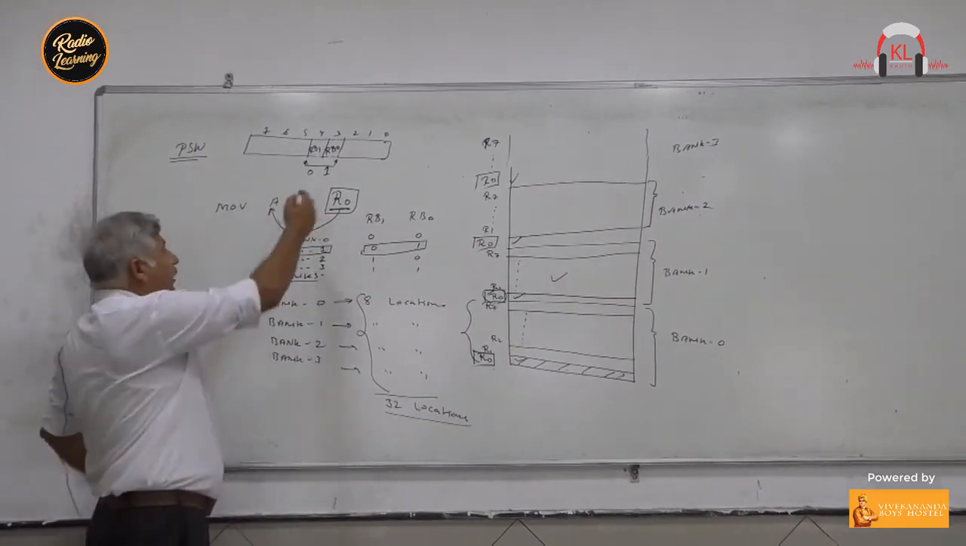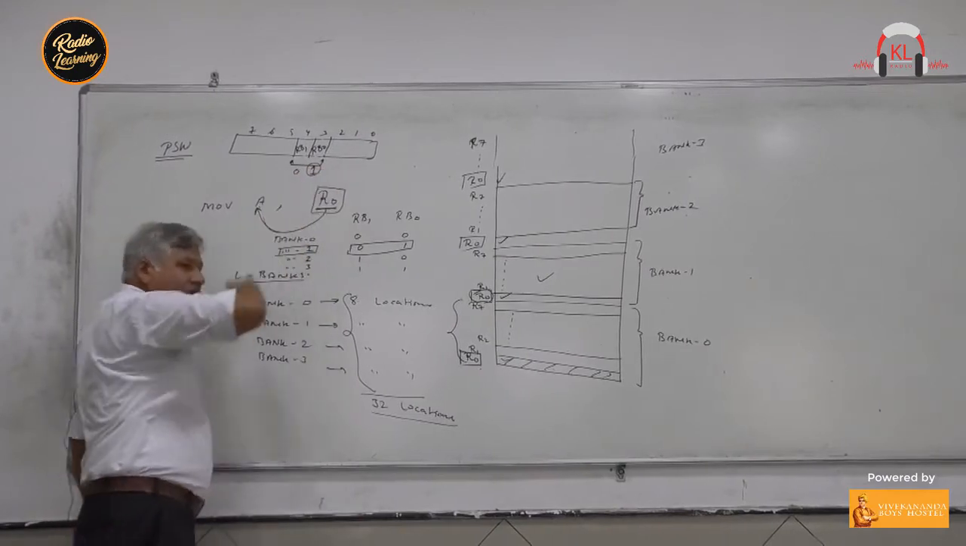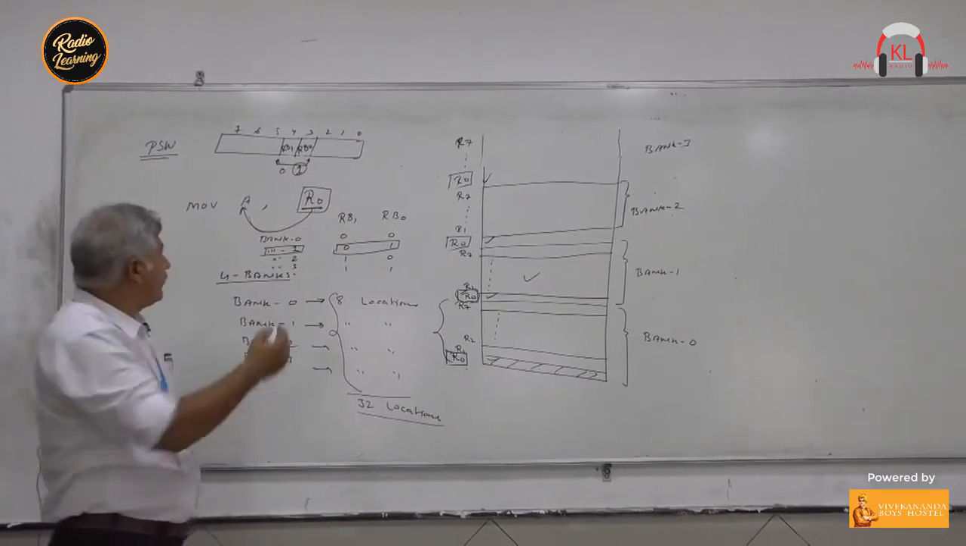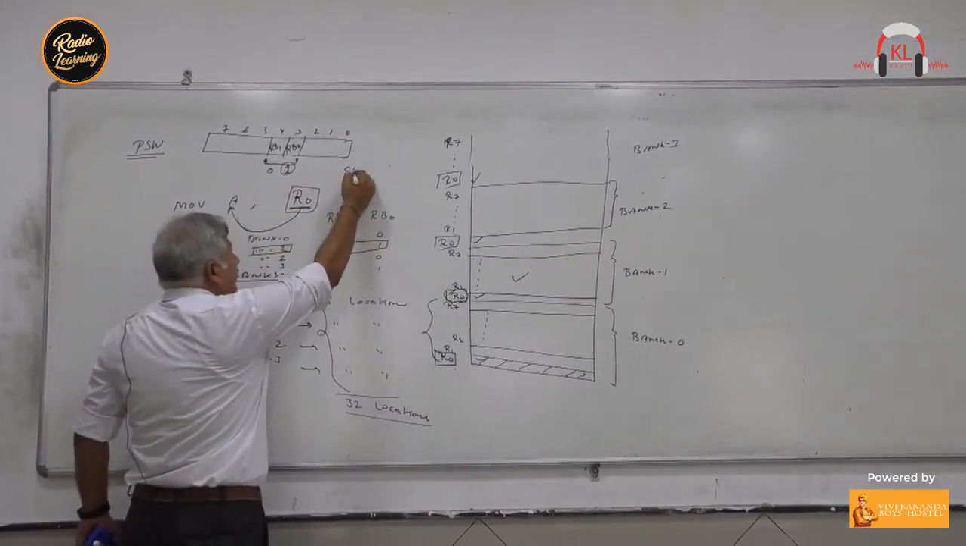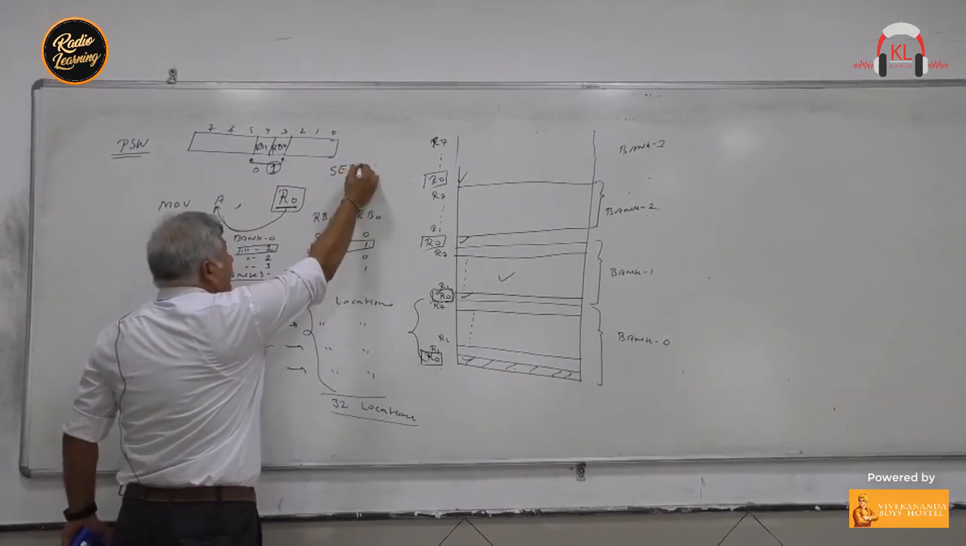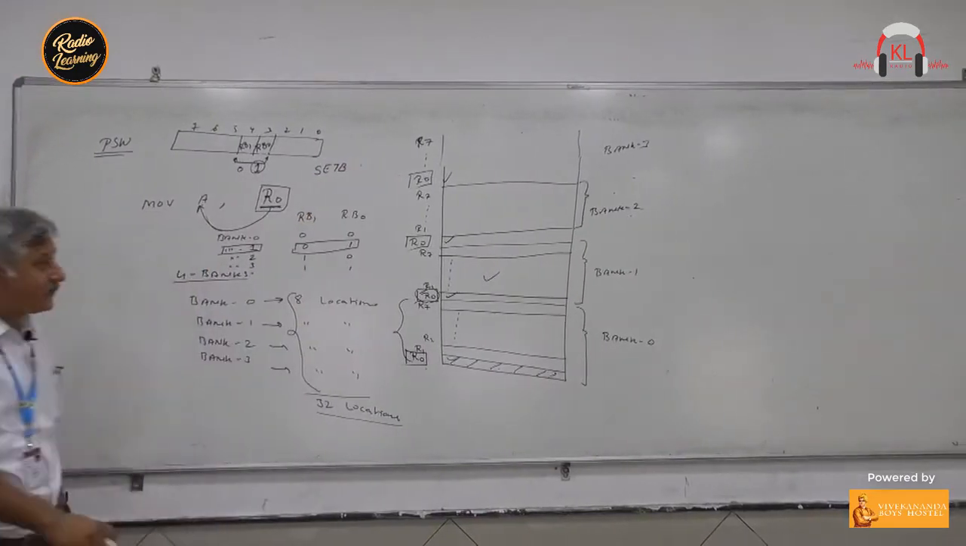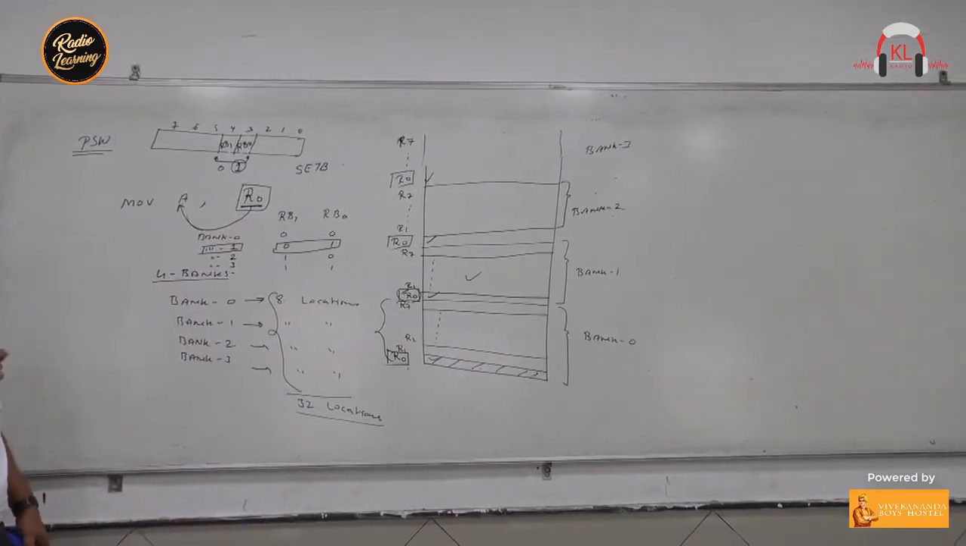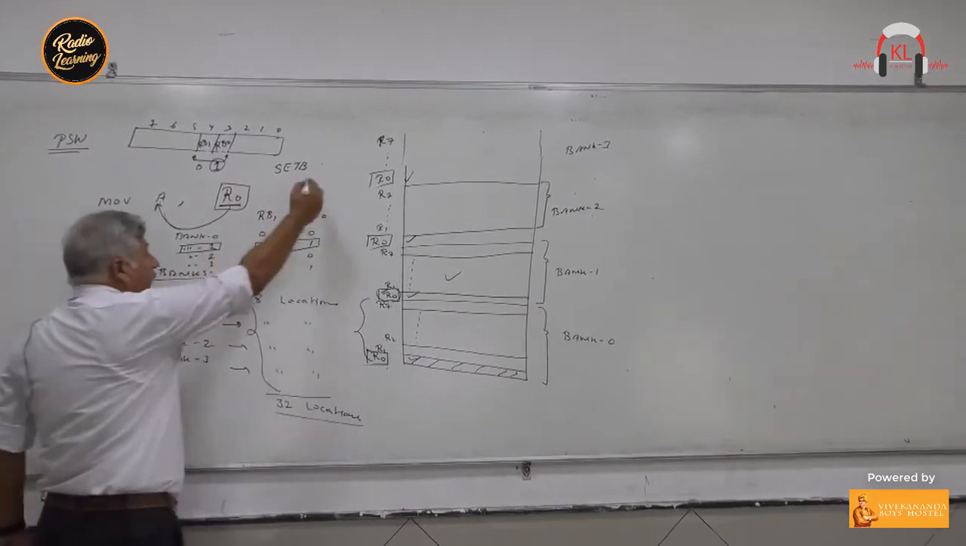Right? Now, how to make this bit 1? For this, there is an instruction. For example, SETB. If you write this instruction, SETB, SETB means set bit. Which particular bit?